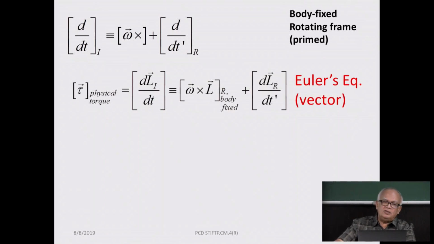So if you apply this operator to the angular momentum, you will get an expression for the physical torque. Okay, and the physical torque is equal to the cross product of omega with L. Okay, and then there will be a rate of change of angular momentum in the rotating frame itself. Okay, so the dL by dt, which is torque, which you perceive in an inertial frame, is different from what you do in a rotating frame.